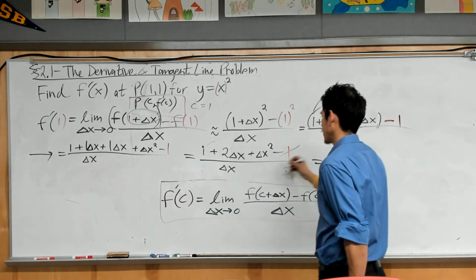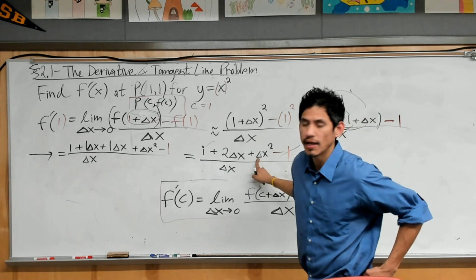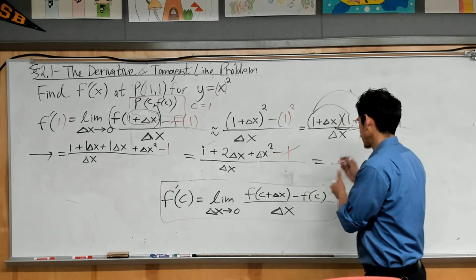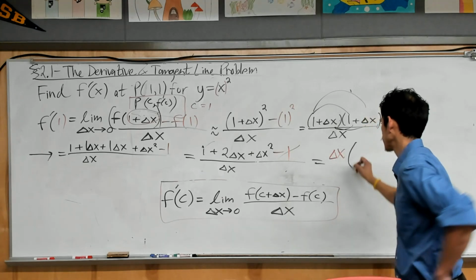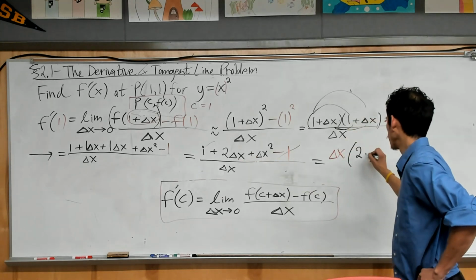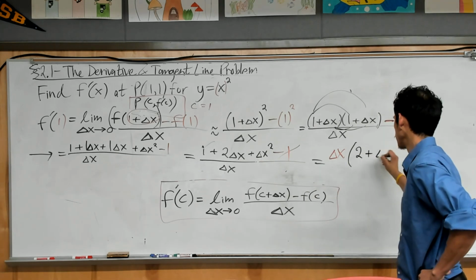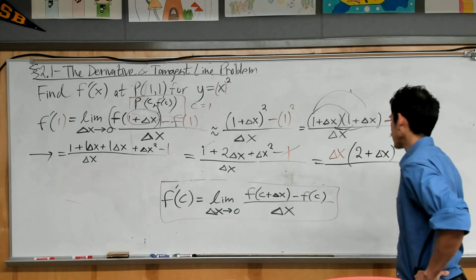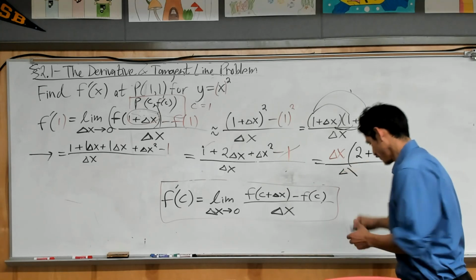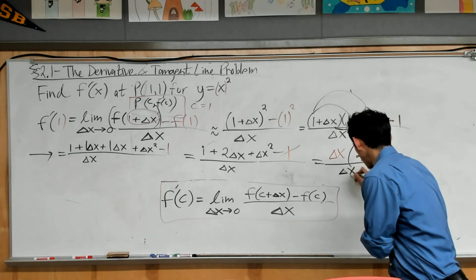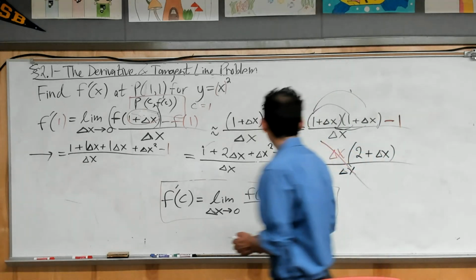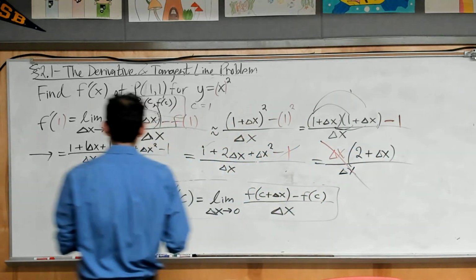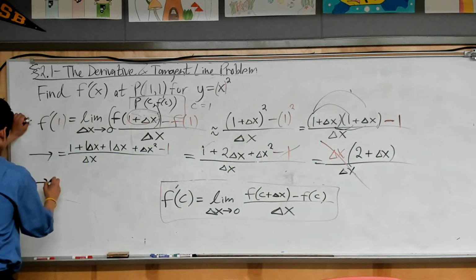And so then we have 2 delta x plus delta x squared. And this is where you can factor out the delta x. Again, just think of it like a variable. So delta x times 2 plus delta x, all over delta x. And again, think of this as like a z or a variable. Delta x's cancel. And let's write the limit again, because we need it.